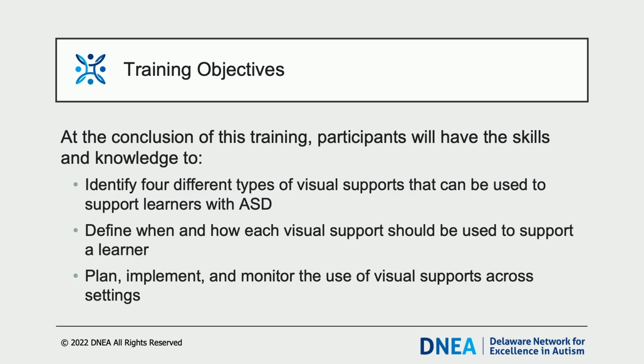By the completion of this training video, participants will be able to identify 4 different types of visual supports that can be used to support learners with autism spectrum disorder. Define when and how each visual support should be used to support a learner. Plan, implement, and monitor the use of visual supports across settings.